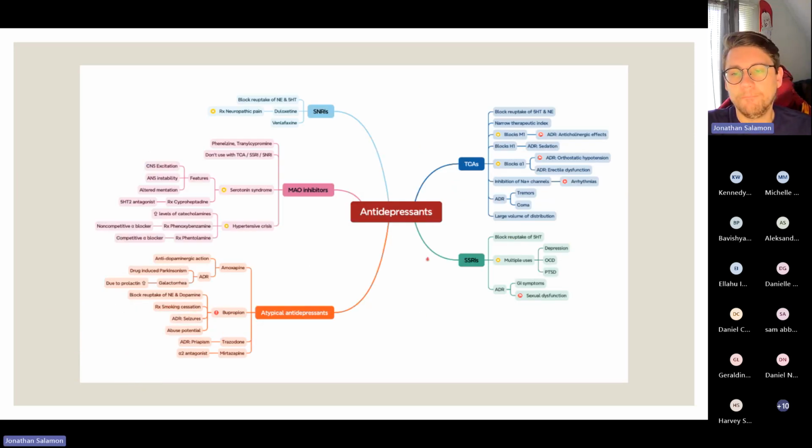Antidepressants: when in doubt, give an SSRI. If they're asking about MAOIs or TCAs, it's usually about side effects.